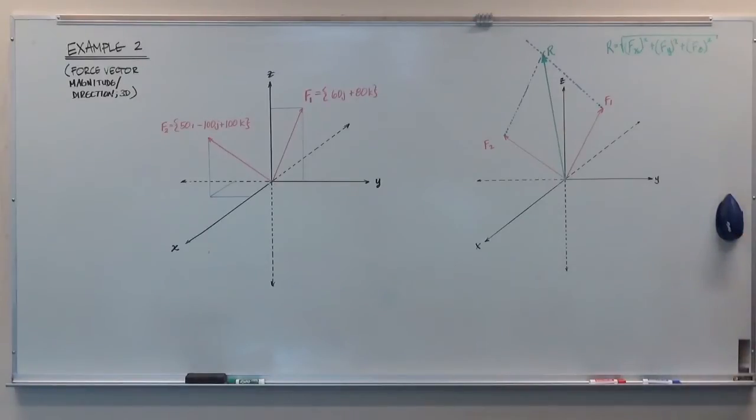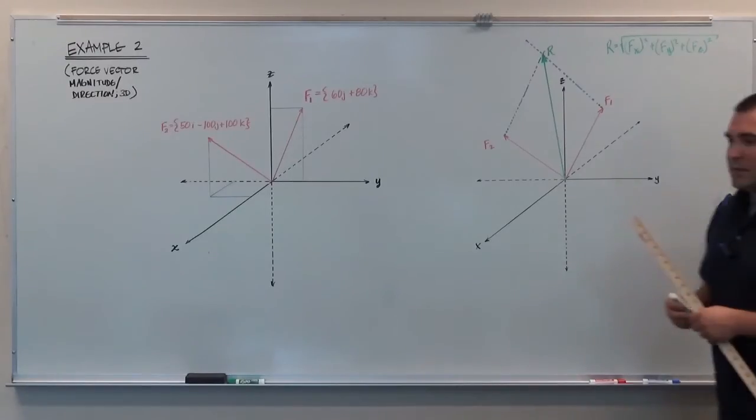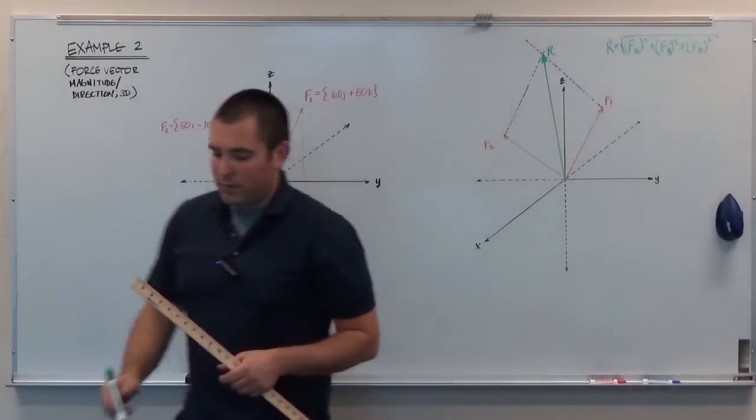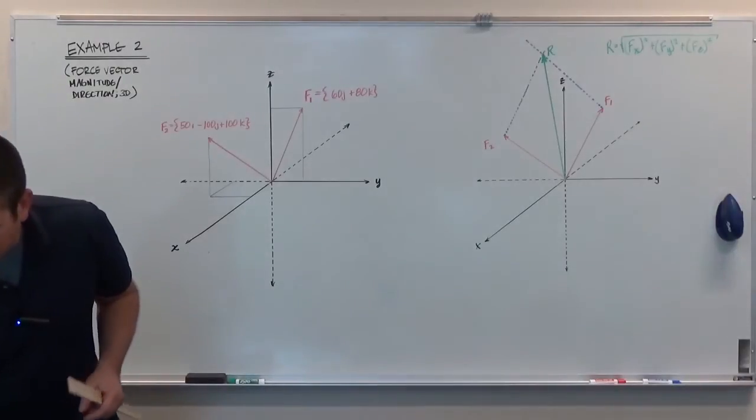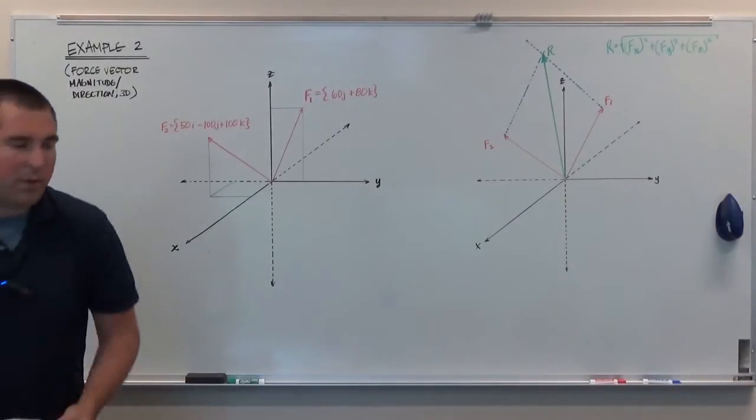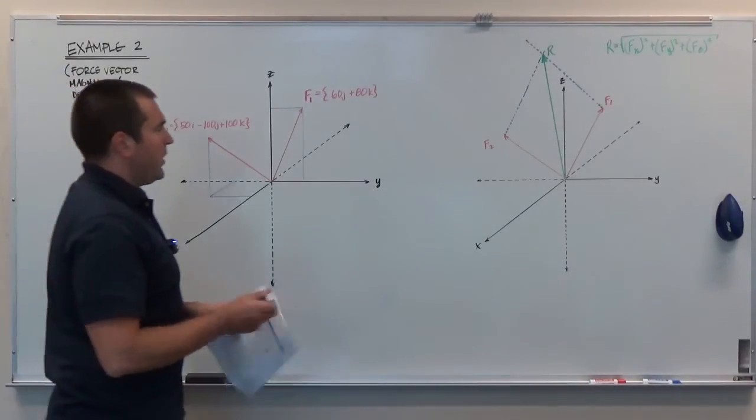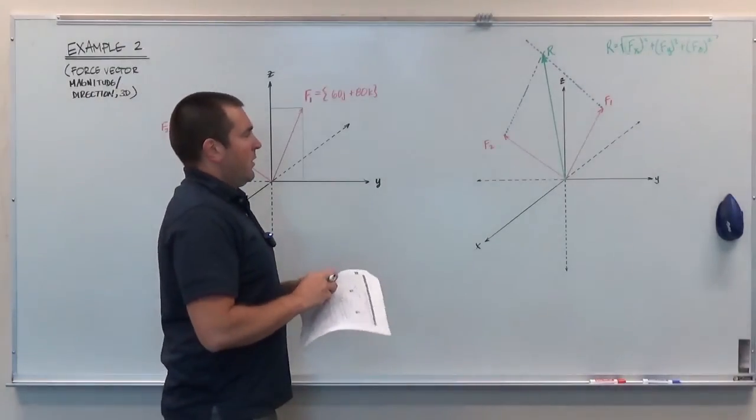Right? The square root of the sum of the squares is going to give us the magnitude of that resultant vector. Likewise, there's going to be some direction that we need to determine as well. And so there are multiple different angles that we could calculate.